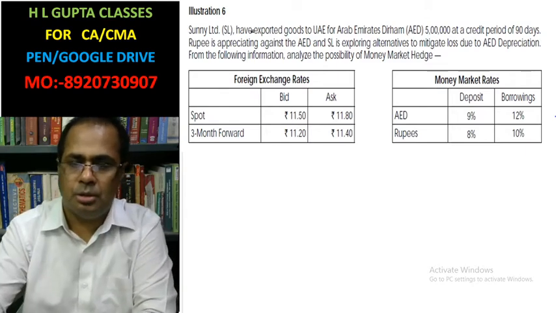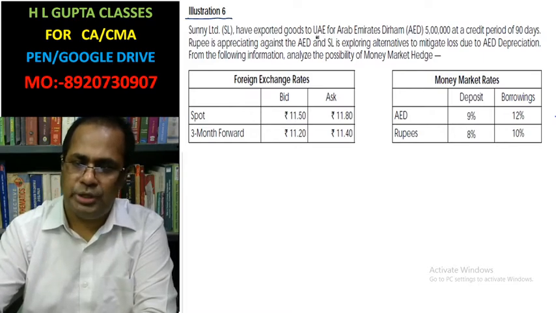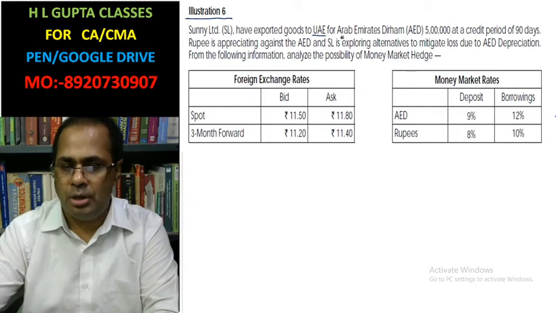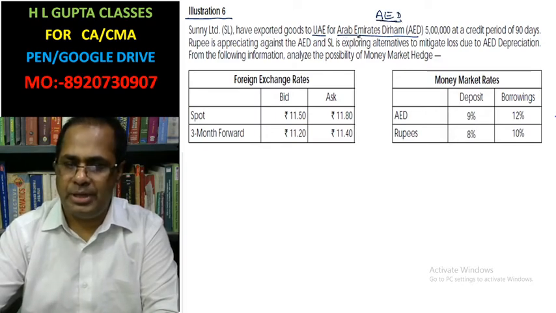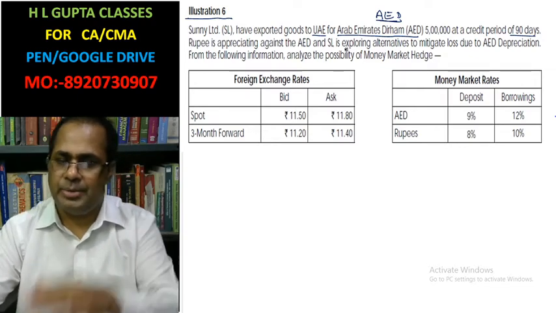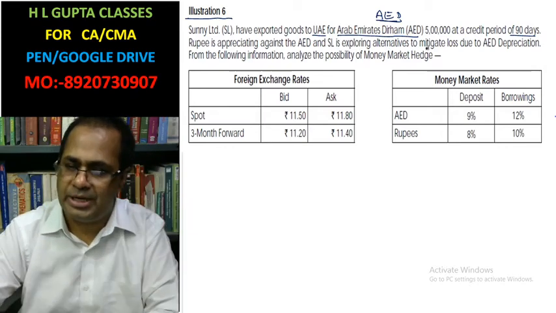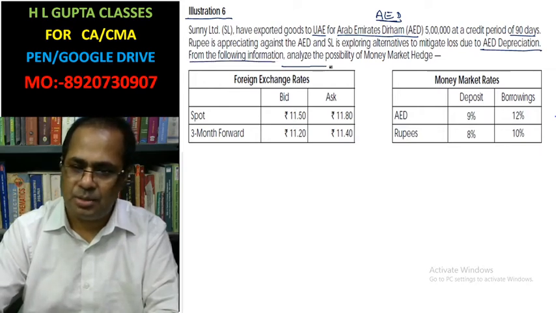Please see the question here. Illustration number 6. Sunny Limited have exported goods to UAE for Arab Emirates Dirham. This is the currency of UAE. AED 5,000, at the credit period 90 days. Rupee is appreciating against AED, and Sunny Limited is exploring alternatives to mitigate the loss due to AED depreciation. From the following information, analyze the possibilities of money market hedge. Money market hedge you have to do.